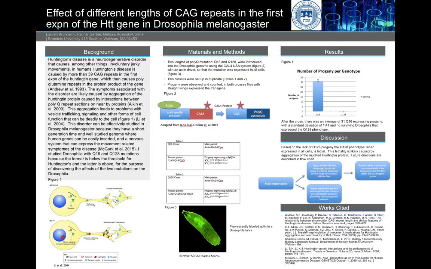Drosophila are an ideal model organism to study this disease because they have a short generation time, a well-studied genome that can accommodate transgenes, and a nervous system similar to that of humans that allows them to express the movement-related behavioral deficits that characterize Huntington's disease.